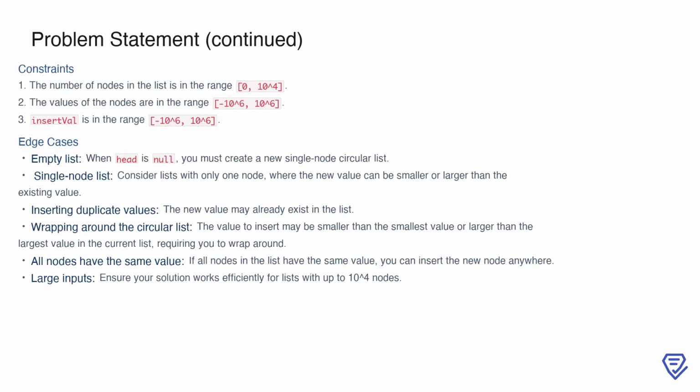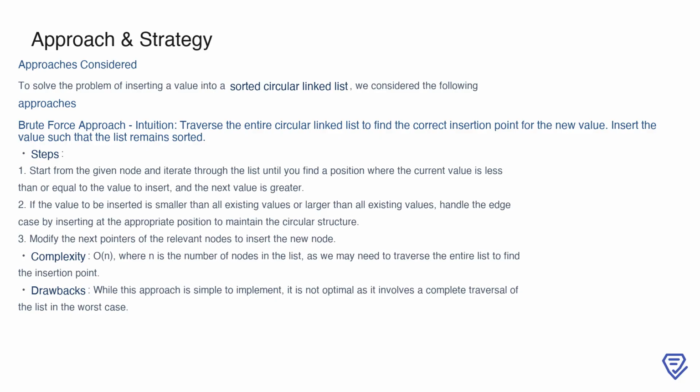these constraints. To solve the problem of inserting a value into a sorted circular linked list, we first considered the brute force approach. The intuition behind this method is fairly straightforward. Traverse the entire list until you identify the correct position to insert the new value, ensuring the list remains sorted. The process begins by starting from the given node and iterating through the list. At each step, you check whether the current node's value is less than or equal to the value being inserted, and the next node's value is greater. Once this condition is met, you insert the new value between these two nodes.